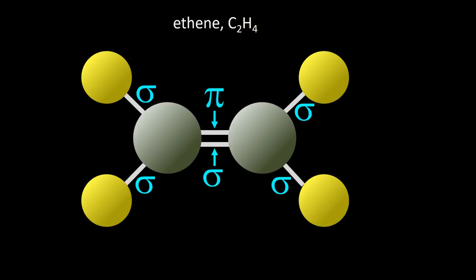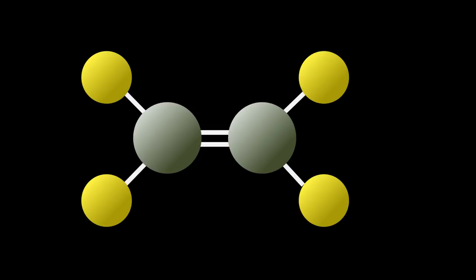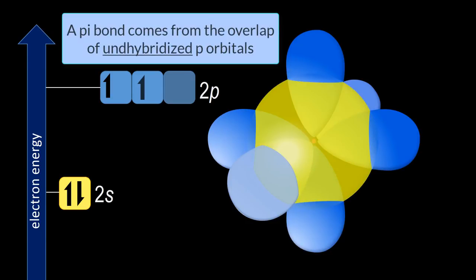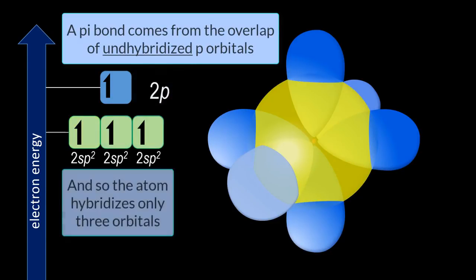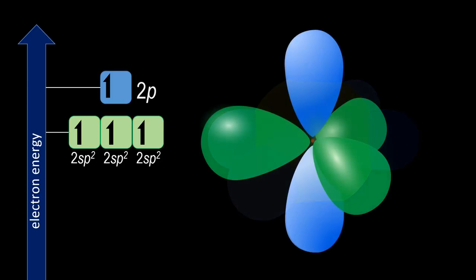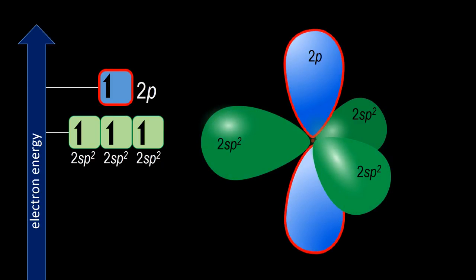Let's see how hybridization and orbital overlap can explain a double bond. The two carbon atoms in ethane are equivalent, so let's look at one of the carbon atoms first. A pi bond comes from the overlap of unhybridized p orbitals, and so the atom hybridizes only 3 orbitals, leaving a p orbital unhybridized for the pi bond.